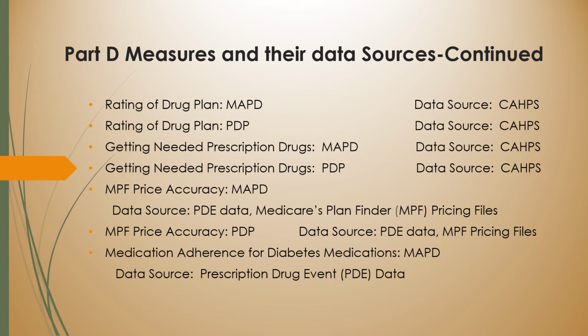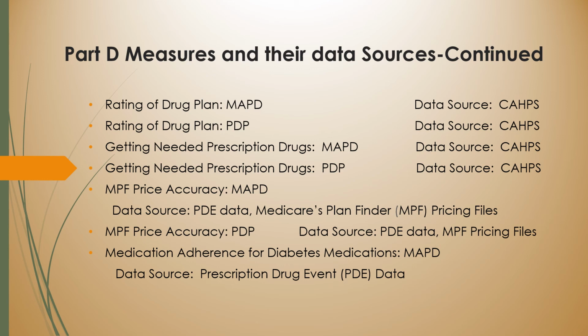Rating of Drug Plan Measure is for Medicare Advantage with Prescription Drug Coverage Plan and Prescription Drug Plan. The data source is CAHPS for both plans for this measure. Getting Needed Prescription Drugs Measure is again for Medicare Advantage with Prescription Drug Coverage Plan and for Prescription Drug Plan. The data source is CAHPS for both plans.